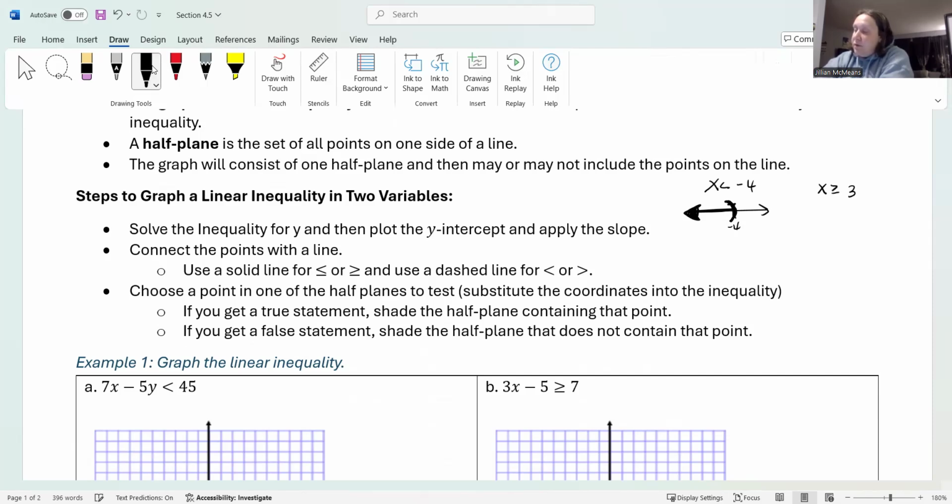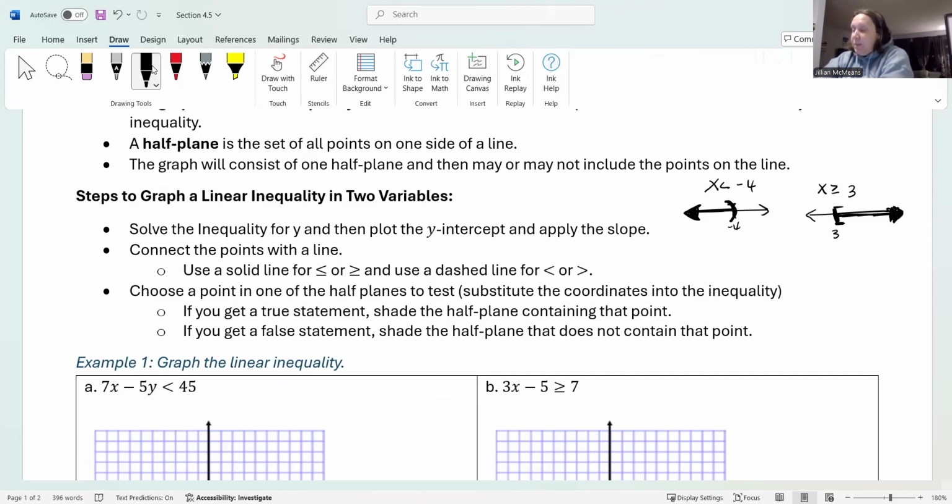Well, you would graph by drawing a number line, locating your endpoint, and because we are going to include exactly 3, we would put a square bracket that tells the reader, hey, include exactly 3, the endpoint, and then you want to shade everything to the right of that.